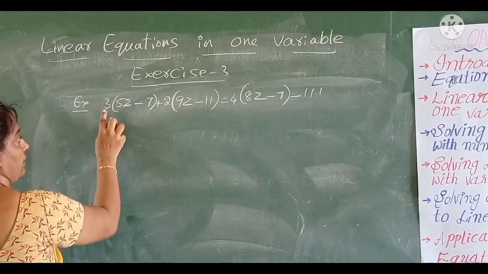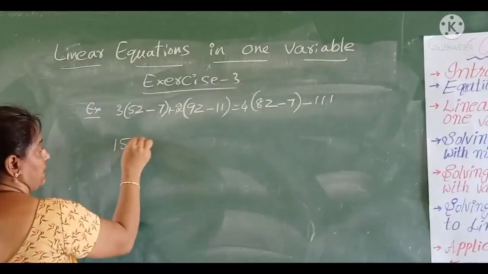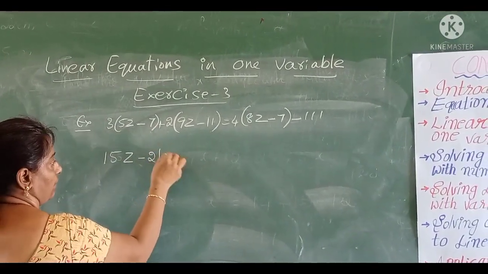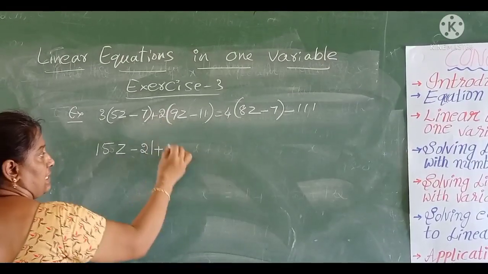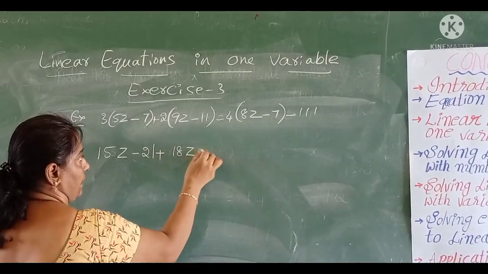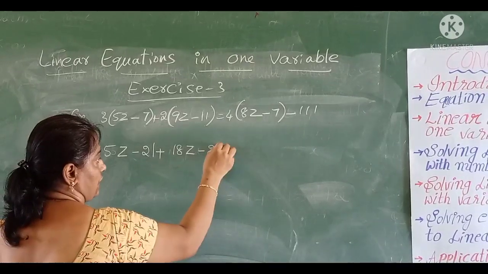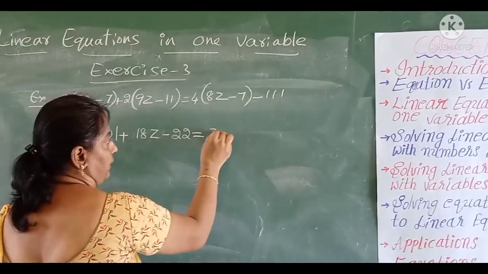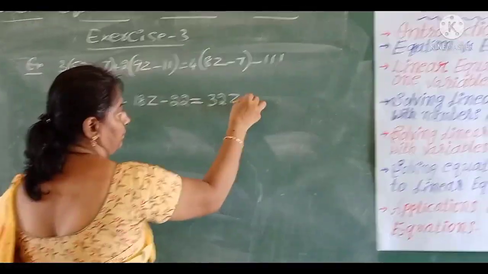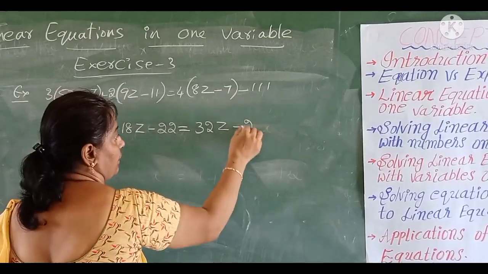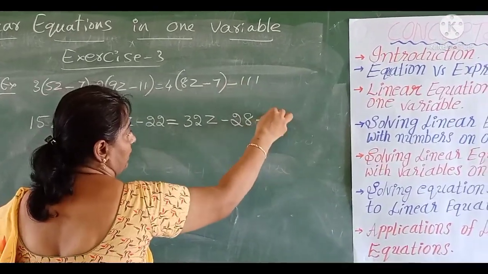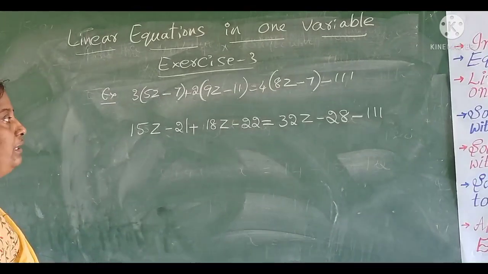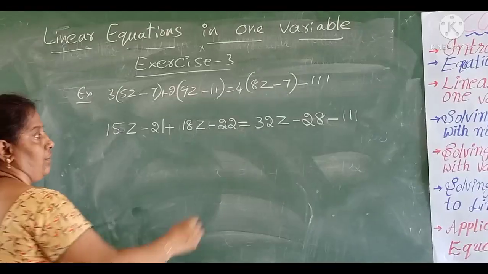So 3 into 5z, 3 5s are 15z, minus 3 7s are 21, plus 2 9s are 18z, minus 2 11s are 22, is equal to 4 8s are 32z, minus 4 7s are 28, minus 111. It looks like a previous model. So for this, how to solve?